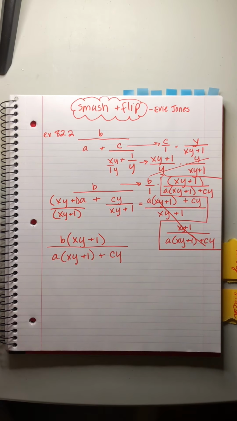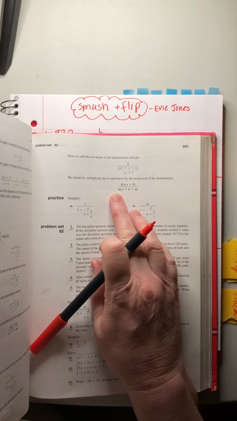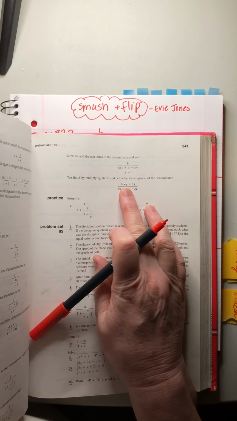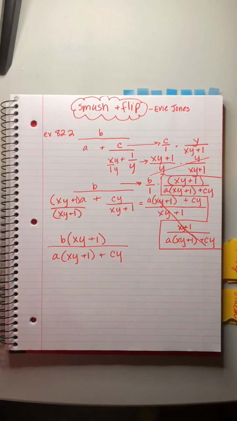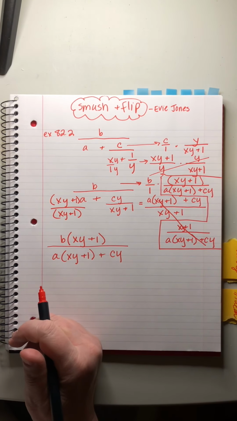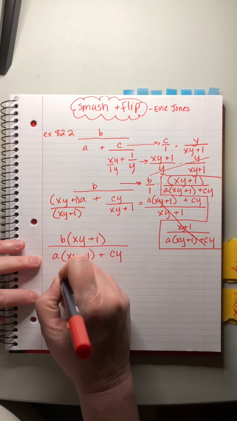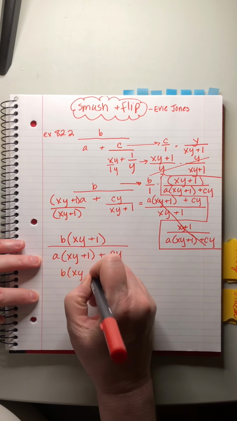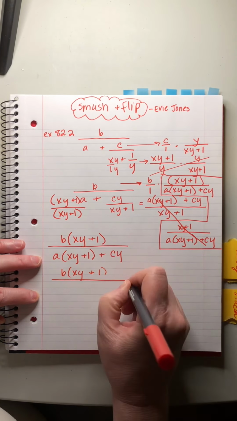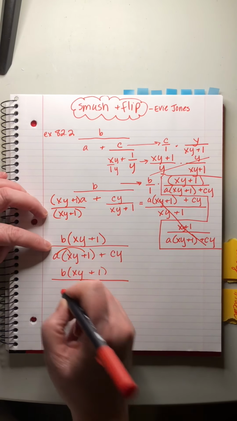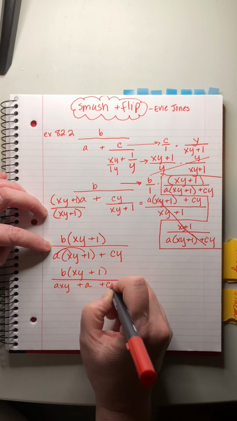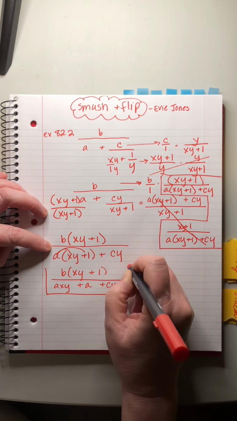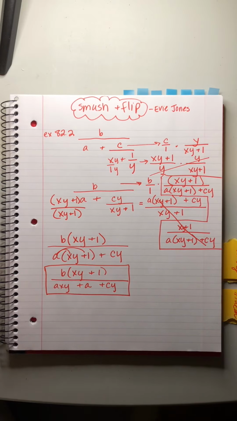And I look to see, did John distribute or did he leave it like us? So I look at the book and I see, oh, he distributed in the bottom. He left the top that way, but he distributed in the bottom. Let's distribute in the bottom and see if we get the same answer as him. This is not cheating. This is not getting the problem wrong. B times the quantity xy plus 1. Okay, now we'll distribute. It'll be axy plus a plus cy. This should match what John has. Ready? Let's see.